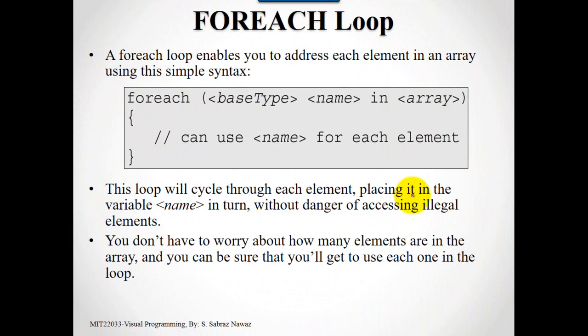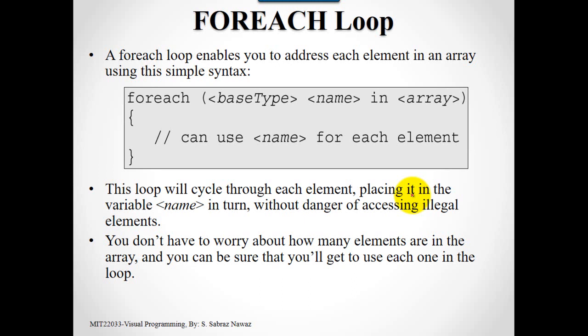In this video we will see another kind of loop, apart from the previously seen loops, that is a while loop, do loop and for loop. This is called the enhanced for loop or for each loop. We also call it the for each loop or enhanced for loop. This loop is used to check the elements in an array.